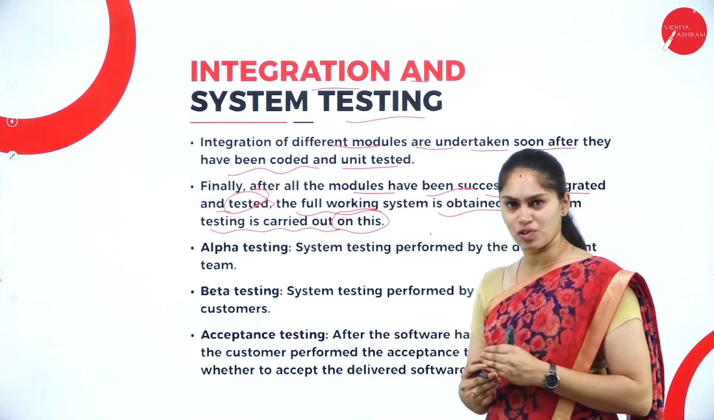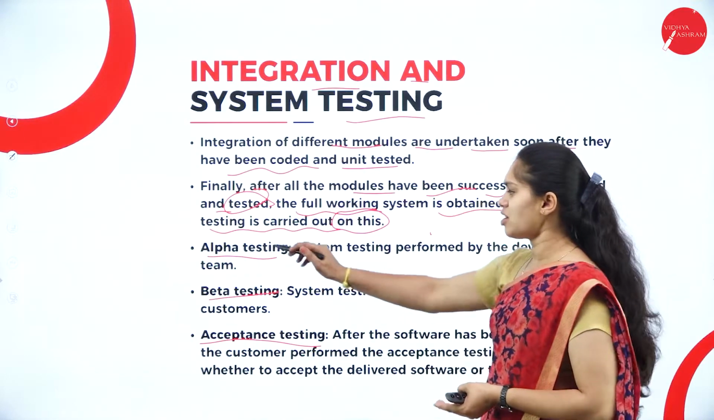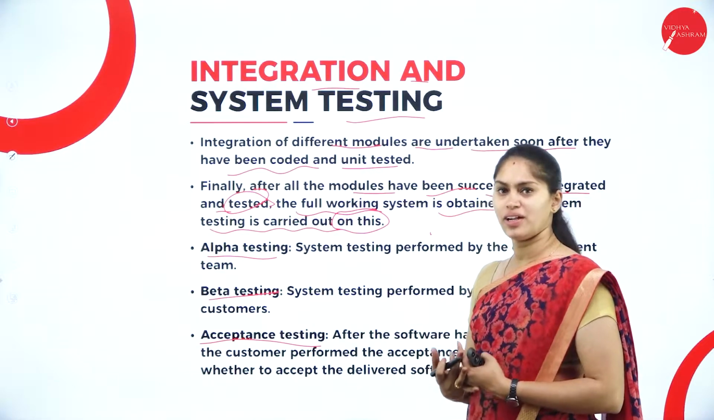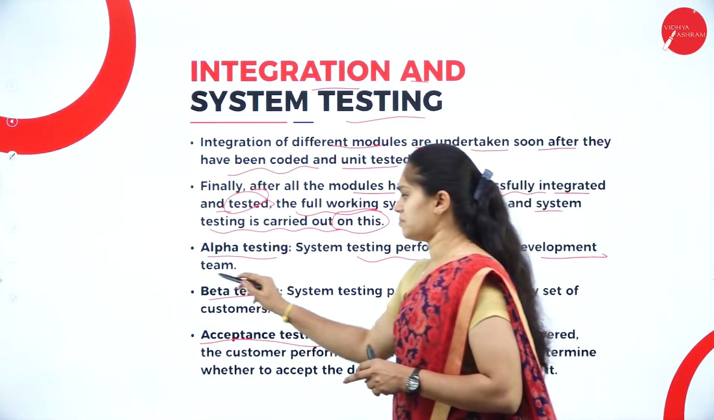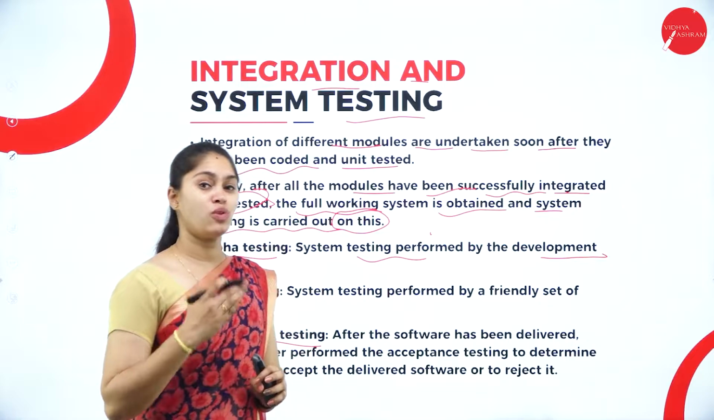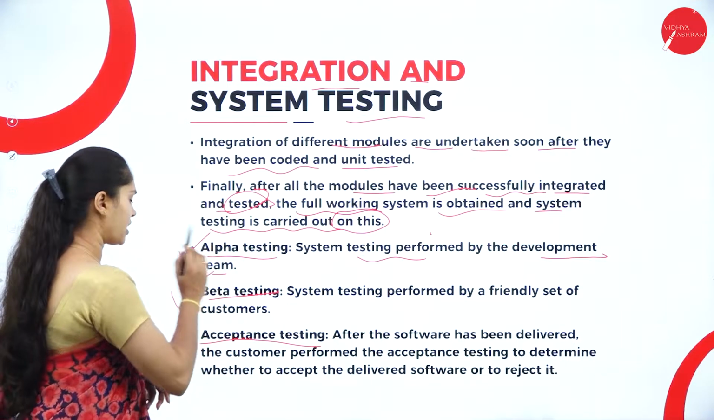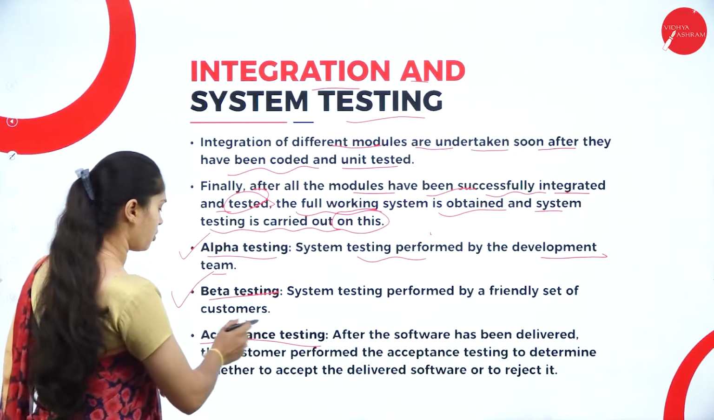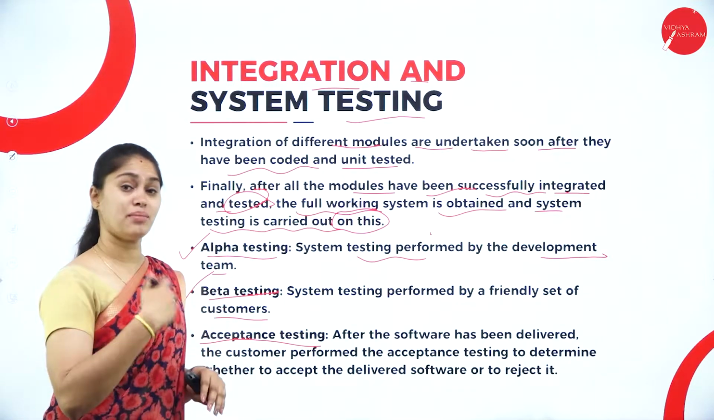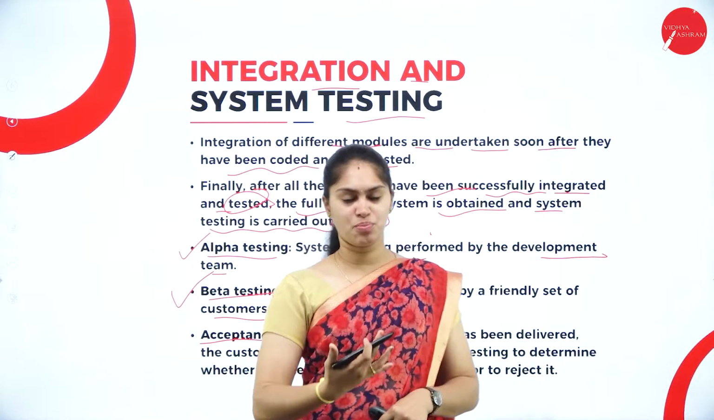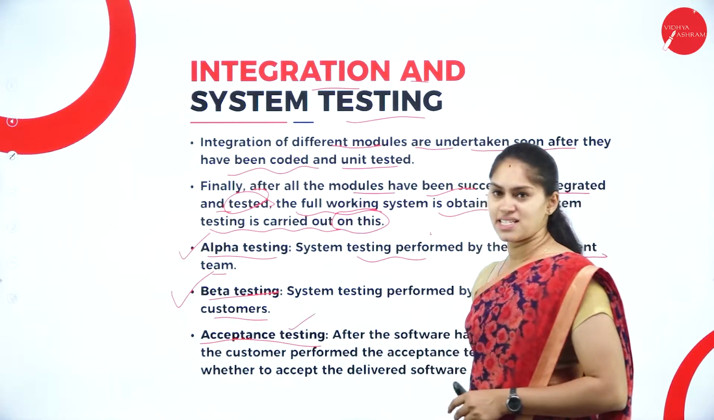And also we have 3 kinds of testing: alpha testing, beta testing, and acceptance testing. Alpha testing means once the system is developed, it is tested by the development team. The development team checks whether the system is working properly or not. If it is okay, alpha testing is over, then it is given to the customer to check the performance of the system, that is beta testing. Even after beta testing is over, if the customer is satisfied, then the developed product is given to the actual customer. That is regarding acceptance testing.